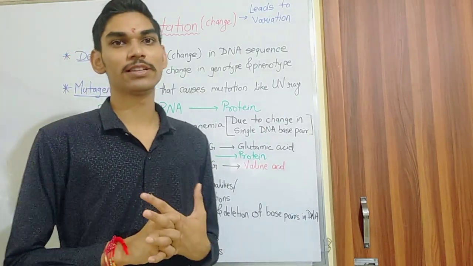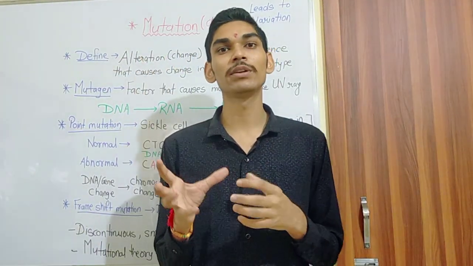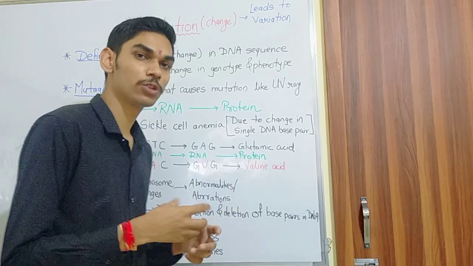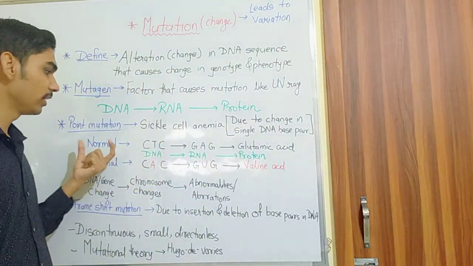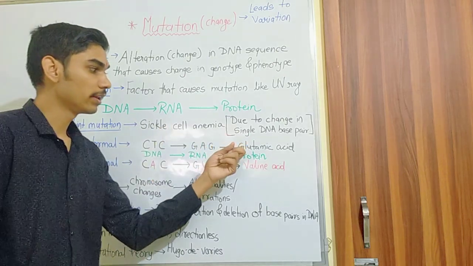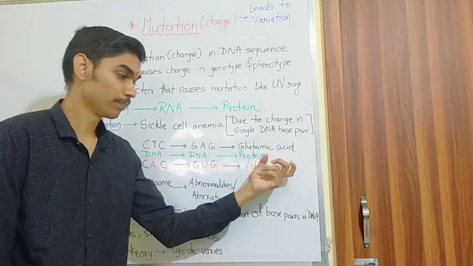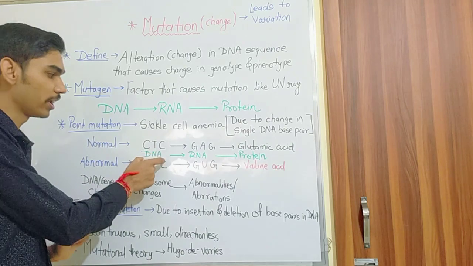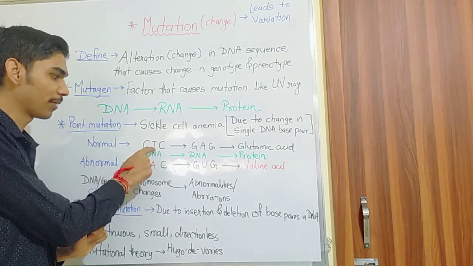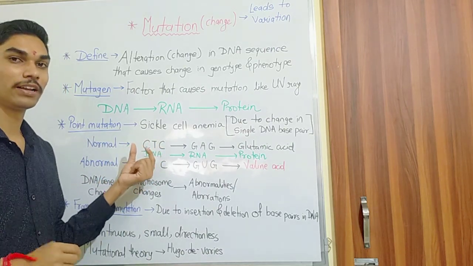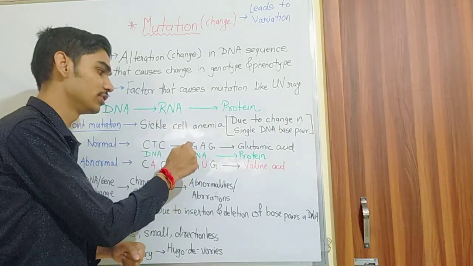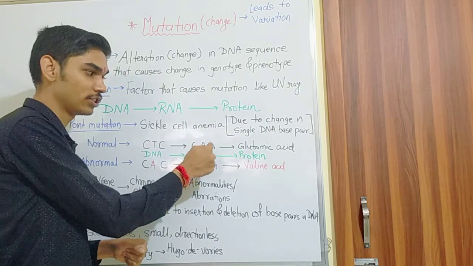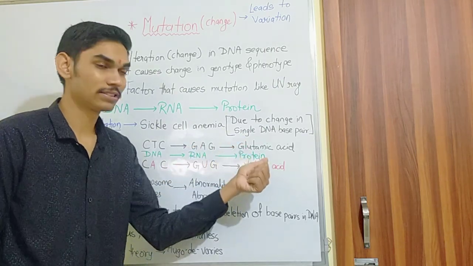What happens in sickle cell anemia? The shape of the RBC gets changed. It is usually biconcave in shape, but it becomes sickle shaped. But what is happening in general? There should be a glutamic acid. For that purpose, on DNA there is a CTC, cytosine, thymine, cytosine sequence. That is in the form of a triplet codon. From that DNA, RNA is made, that is GAG, that forms glutamic acid.